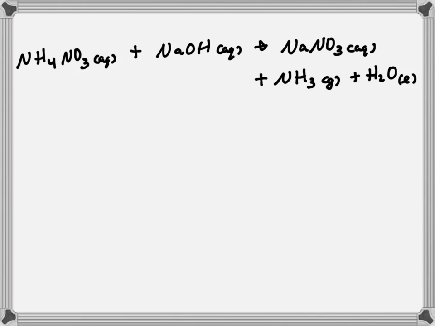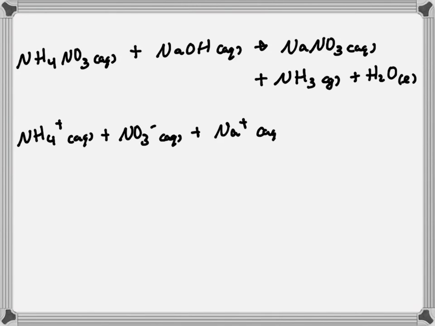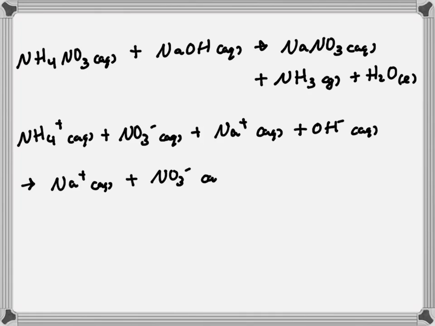Okay, so now let's go ahead and break it up. So my ammonium nitrate, I get an ammonium ion and a nitrate ion. My sodium hydroxide, I get a sodium ion and a hydroxide ion. And on the other side, I'm going to get a sodium ion and a nitrate ion. I'm going to get my ammonia gas and my water.